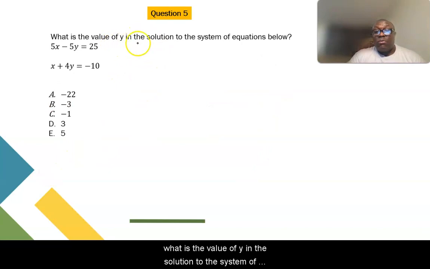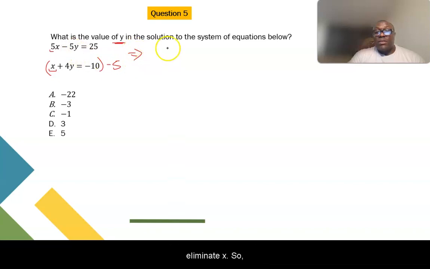All right. We go to the next, number 5. What is the value of y in the solution to the system of equations below? We're being asked to find the value of y, so that means we have to eliminate x. Looking at the coefficient of x here, it is 5, and the coefficient of x here is 1. So we can go ahead and multiply the second equation by negative 5, so that we can eliminate x. So the first equation remains the way it is, 5x minus 5y equals 25.